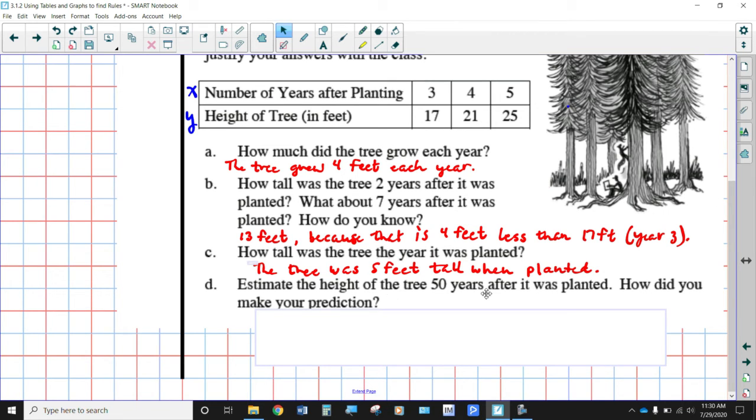So estimate the height of the tree 50 years after it was planted. How did you make your prediction? Well, how would we go about doing that? I mean, once we figure out what the rule is, we could continue the counting pattern all the way to 50, but can everyone agree that taking this table out to the 50th year, we're only at the 5th year here, would be kind of challenging. If it's growing 4 feet per year, can we assume that it's going to be about 200 feet, somewhere in that area? I think so. I might have actually put down the exact answer based on the rule that we're going to find. So let's wait to reveal this until after we go through the rest of it.